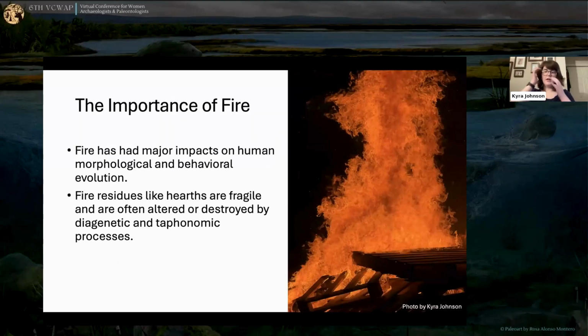Briefly, I just wanted to start by going over the importance of fire in human evolution. Fire has had a major impact on morphological and behavioral evolution, including being hypothesized as one of the major drivers behind our increased encephalization, the decrease in molar size, as well as humans' ability to expand and alter their habitats. Unfortunately, despite this being an incredibly important tool, fire residues, specifically the diagnostic ones like ashes, are fragile and are often destroyed by post-depositional processes, making fire hard to detect in the archaeological record later.